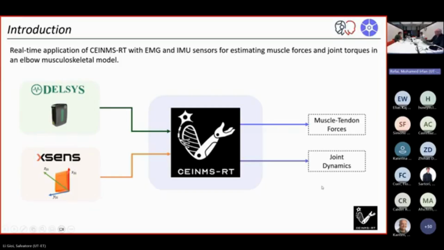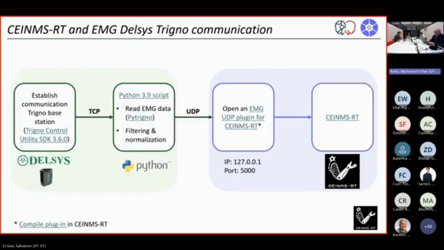In order to do so, I'm going to talk firstly about how to set up CEINMS with the Delsys EMG. This is the block scheme of what you should do if you want to create a communication between the Delsys software and CEINMS. First of all, you have to establish a communication with the Trigno base station. In order to do that, you have to install the Trigno Control SDK.